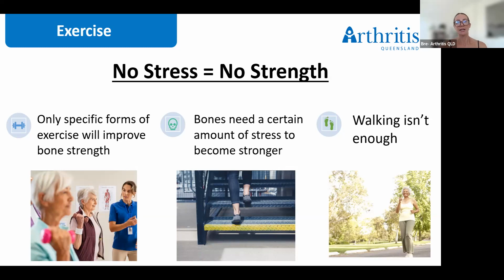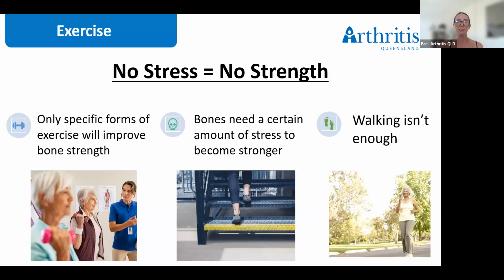Some of these types of exercises can be difficult with your arthritis, and it might be quite hard to complete them. So it's really important, as I mentioned earlier, to speak with an exercise specialist, such as an exercise physiologist, and get these specific exercises and training developed for you.